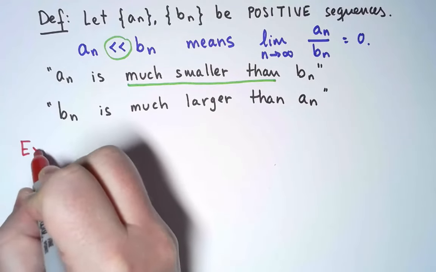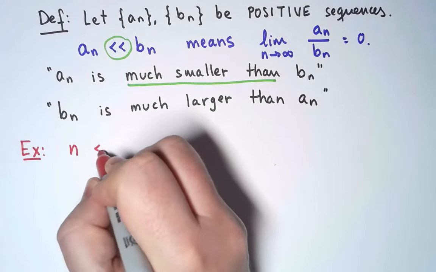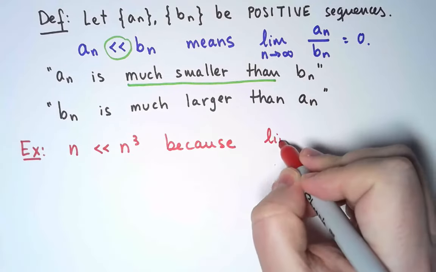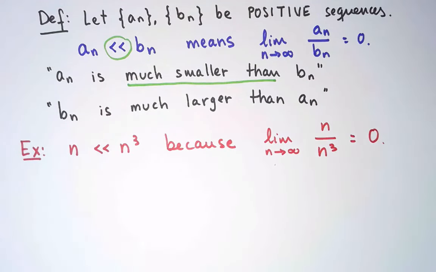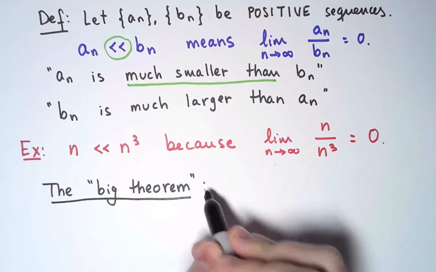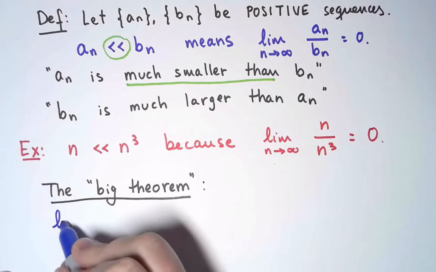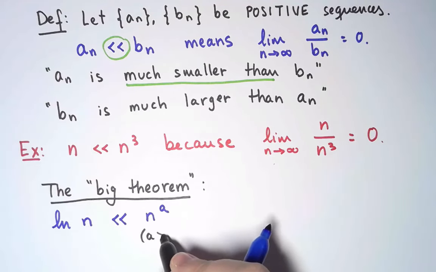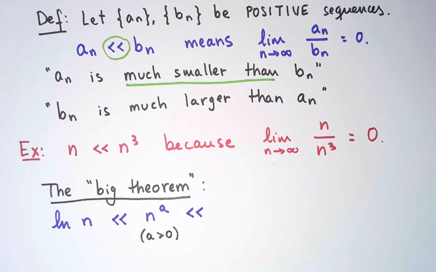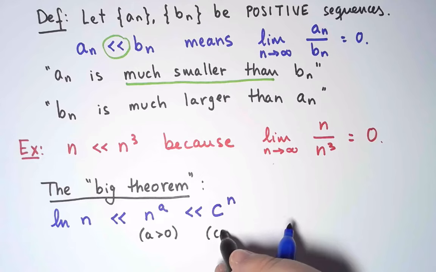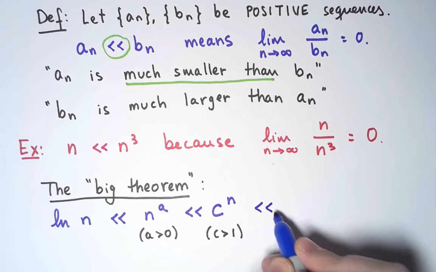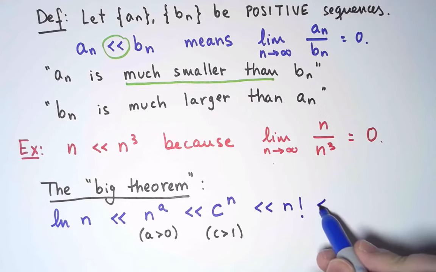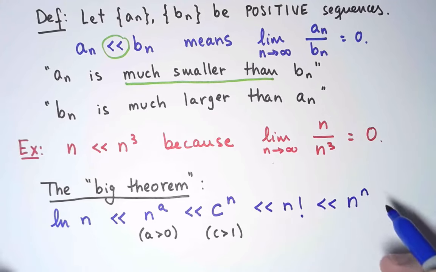For example, with this new notation and definition, I can say that n is much smaller than n cubed, because the limit of the quotient is 0. Now I have the tools to state the Big Theorem. The Big Theorem establishes a hierarchy among sequences. It says that a logarithm is much smaller than any power with positive exponent, which is much smaller than any exponential with base greater than 1, which is much smaller than n factorial, which is much smaller than n to the n, which I will call a power exponential.